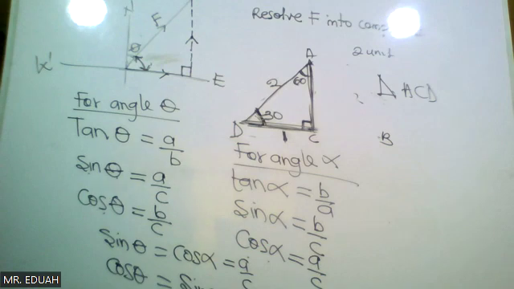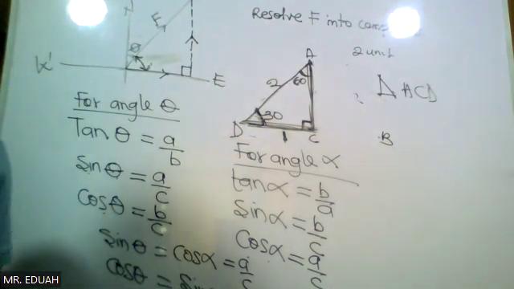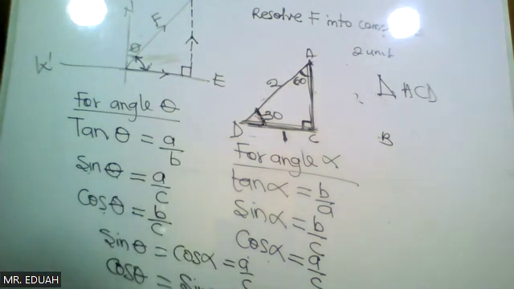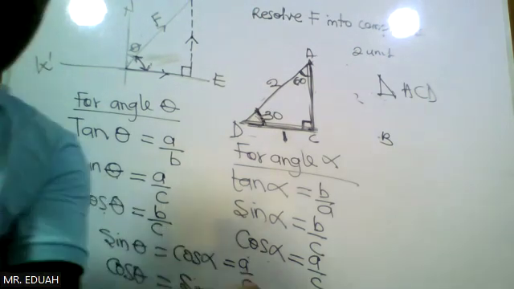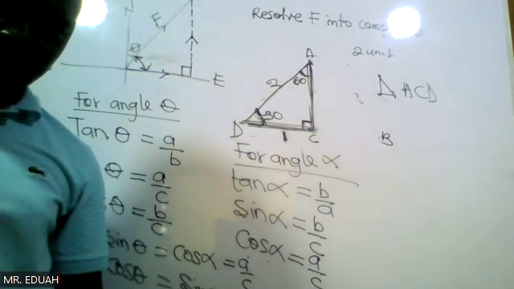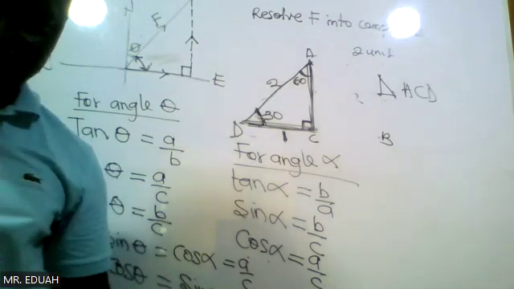I don't want decimals. You can leave your answer in surds, but I don't want decimals. So it's the root of 3. How did you get root 3? What method did you use? Pythagoras theorem.